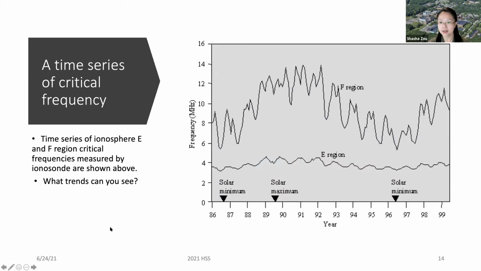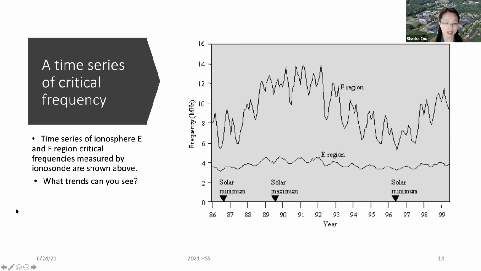Okay, so here I just want to show you one of those ionosonde measurements of the F region and the E region. So you can clearly see there are some long-term trends, right? The bottom here is a year, and this covers more than one solar cycle. So the solar minimum and solar max are marked here. You can see there is a very clear solar cycle variation of this peak F region critical frequency, right?